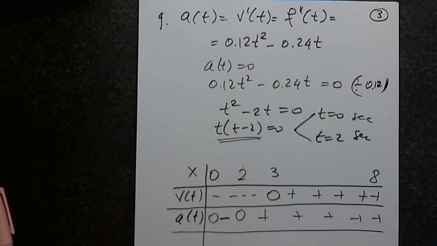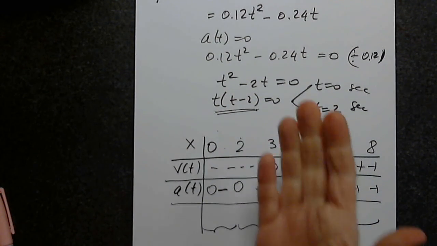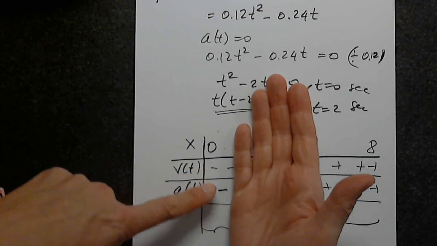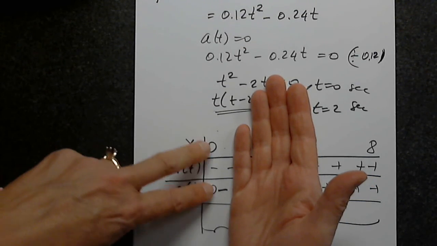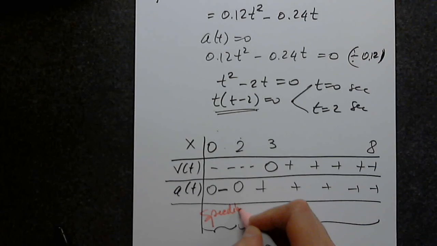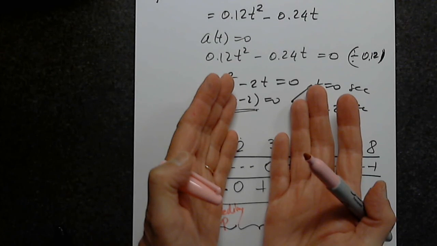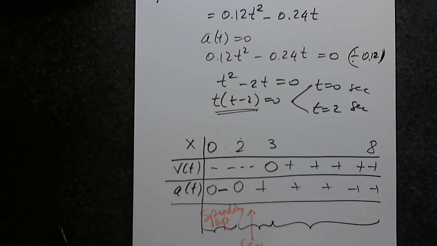So can anyone tell us what's happening between 0 and 2, between 2 and 3, and between 3 and 8? The particle is going in the negative direction, but the acceleration is helping it. They're not working against each other. So it is speeding up. Now what happens between second 2 and second 3? Yes, between these two, slowing down. Good. What happens between 3 and 8? Right. Because both forces work in the same direction.